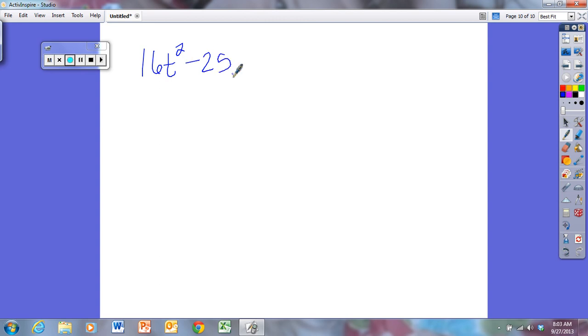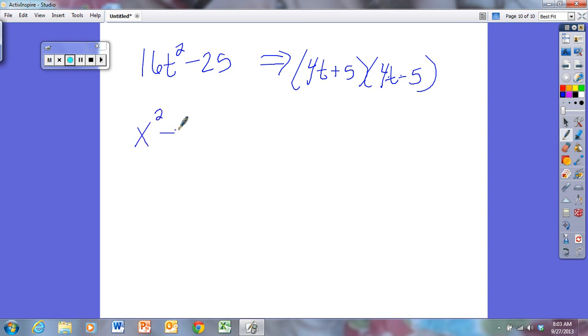Okay, now that I've talked about it, let's try some. First say, is there a GCF? Between 16 and 25, there's no GCF, and there's only a t term in one of them. Perfect square? Yes. Perfect square? Yes. Minus sign? Okay. Now I can factor into 4t plus 5, 4t minus 5. Okay. Let's try another one. This one gets people a lot, because they don't think of 1 as being a perfect square, but it is.